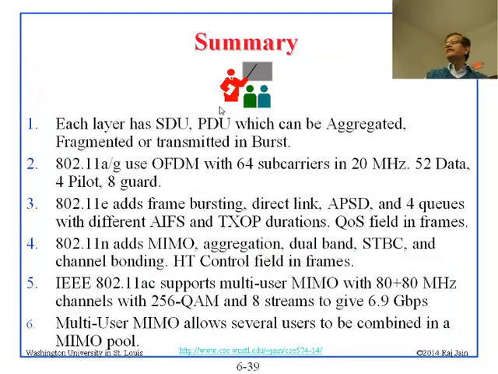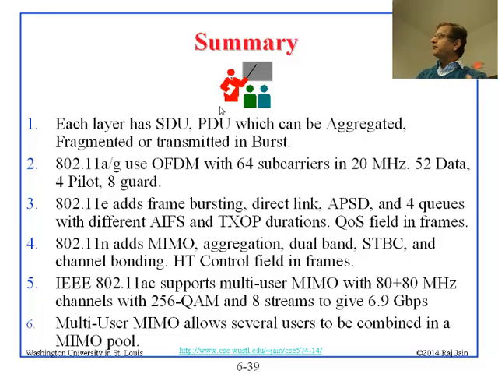That brings us to the end of this module. Summary, 6 points. First, we know now SDU and PDU. They can be aggregated, fragmented, and bursted. Alright, so bursting is different than fragmentation, which is different than aggregation. 11a and g use OFDM with 64 subcarriers. This you have to remember, okay? I mean 20 megahertz, 52 data, 4 pilots and 8 guards. So this 52 number keeps going up.